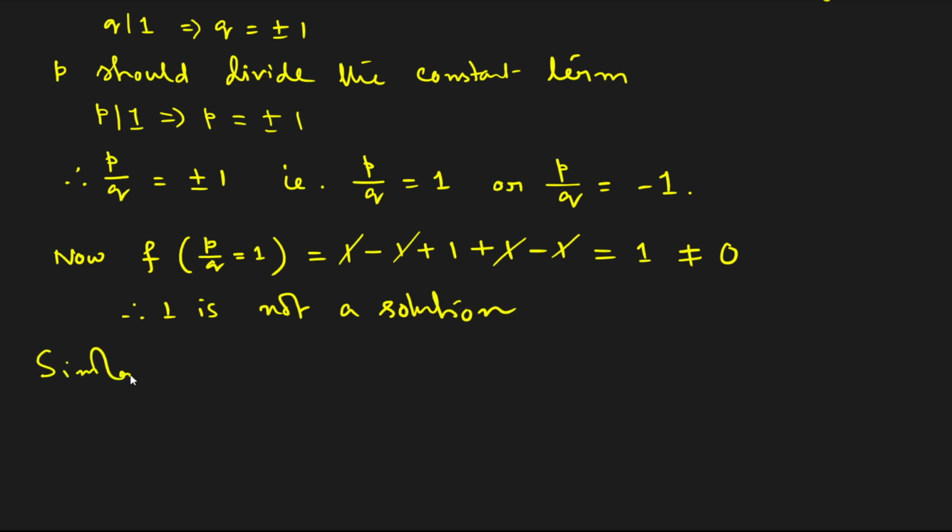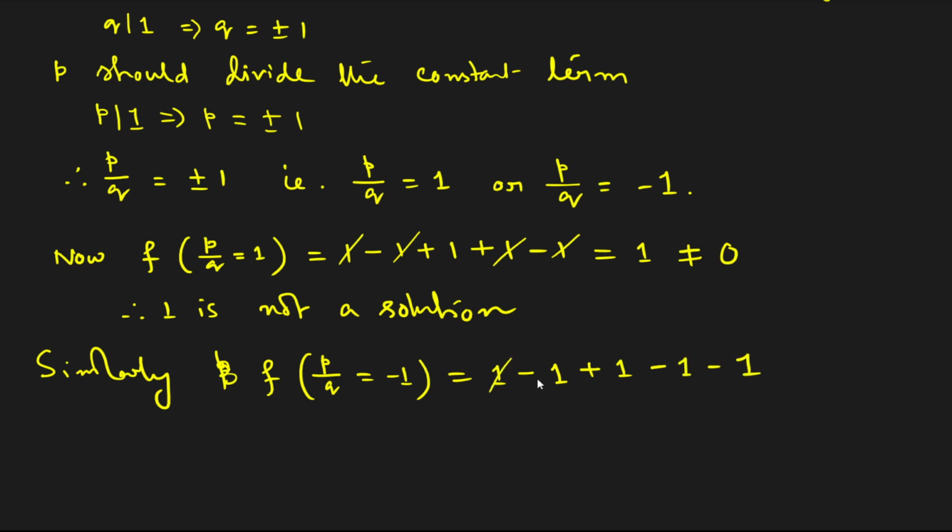Similarly, if we put the other value, that means p by q equals minus 1, in the same way you just check. Now put all the values. The first term is minus 1 to the power 1000, which is plus 1. Then minus 1 to the power 500 is 1. Then minus 1 to the power 100 is 1. Then plus x, where x is minus 1, and then plus 1. So this cancels out, this cancels out, and we get minus 1. So this is also not equal to 0.